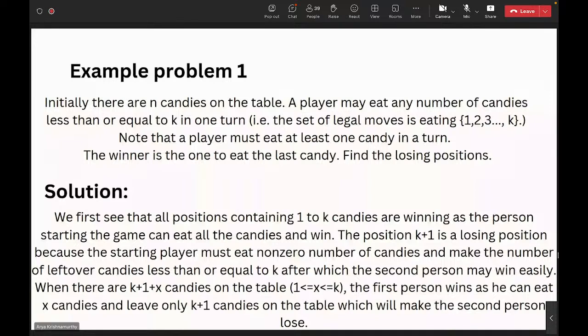So the second person may then eat all the candies that are available on the table, and then he can win easily. Now, what happens when there are k plus 1 plus x candies on the table, where x is between 1 and k? Here, the first person will definitely win if he plays optimally, as he can eat these x candies and leave k plus 1 candies on the table.